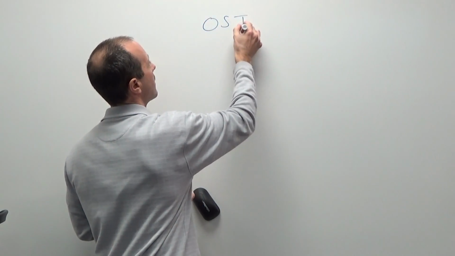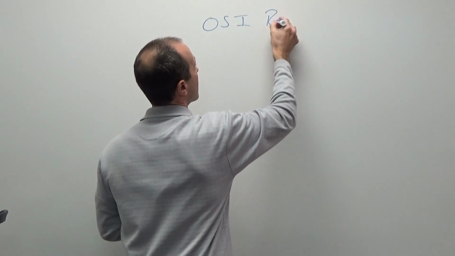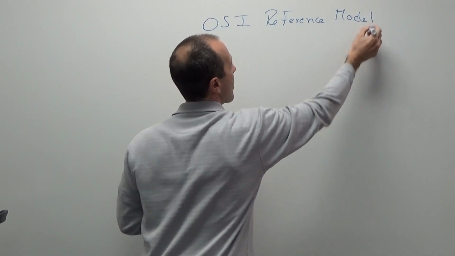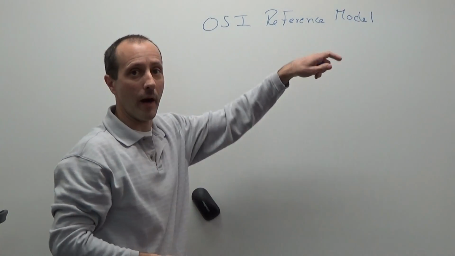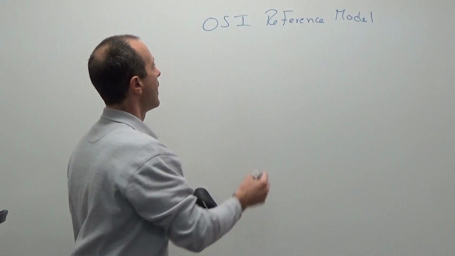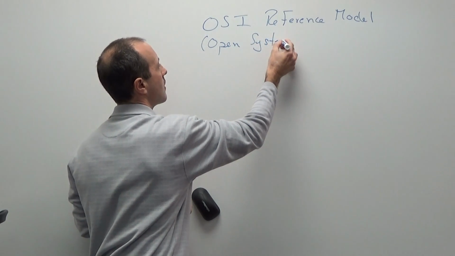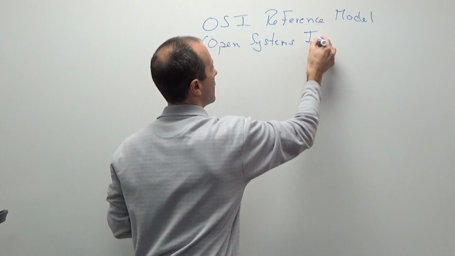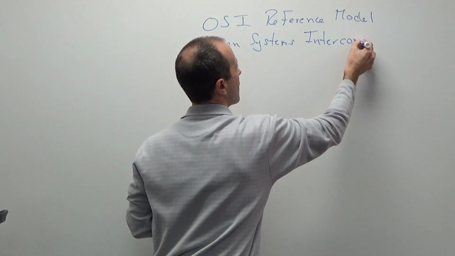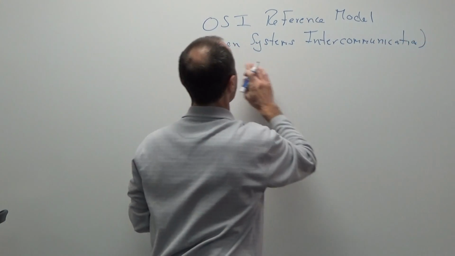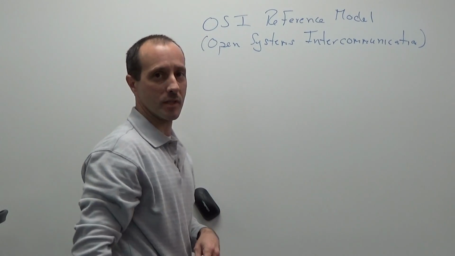Okay, well today we want to talk about the Open Systems Intercommunication, or the OSI Reference Model. It's called the OSI Reference Model. Now, sometimes it's just referred to as the OSI model, but typically it's the OSI Reference Model. And OSI stands for Open Systems Intercommunication. Let's get that spelled right. So, Open Systems Intercommunication, OSI Reference Model.